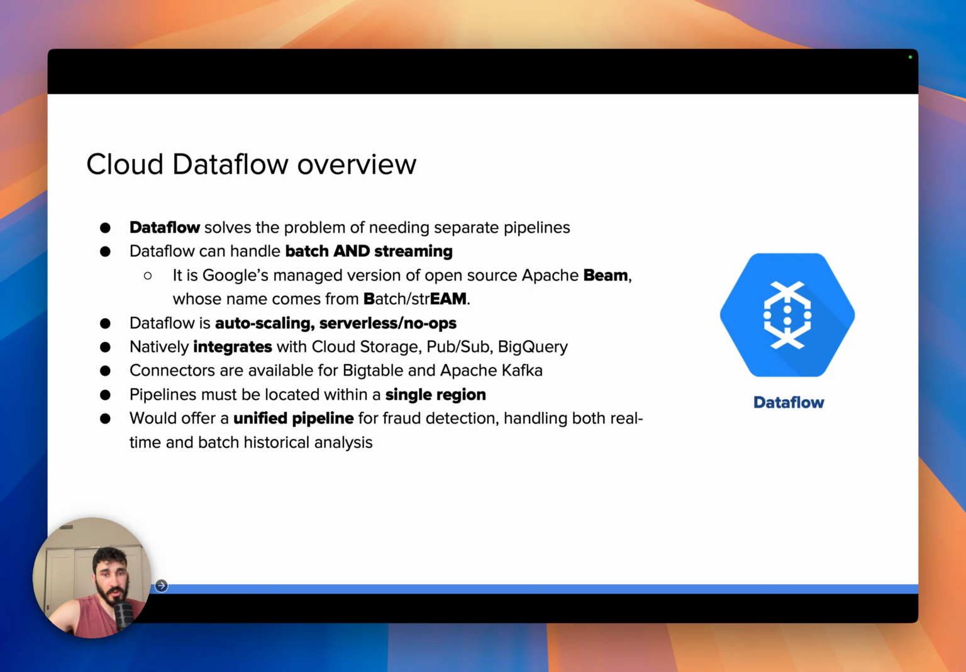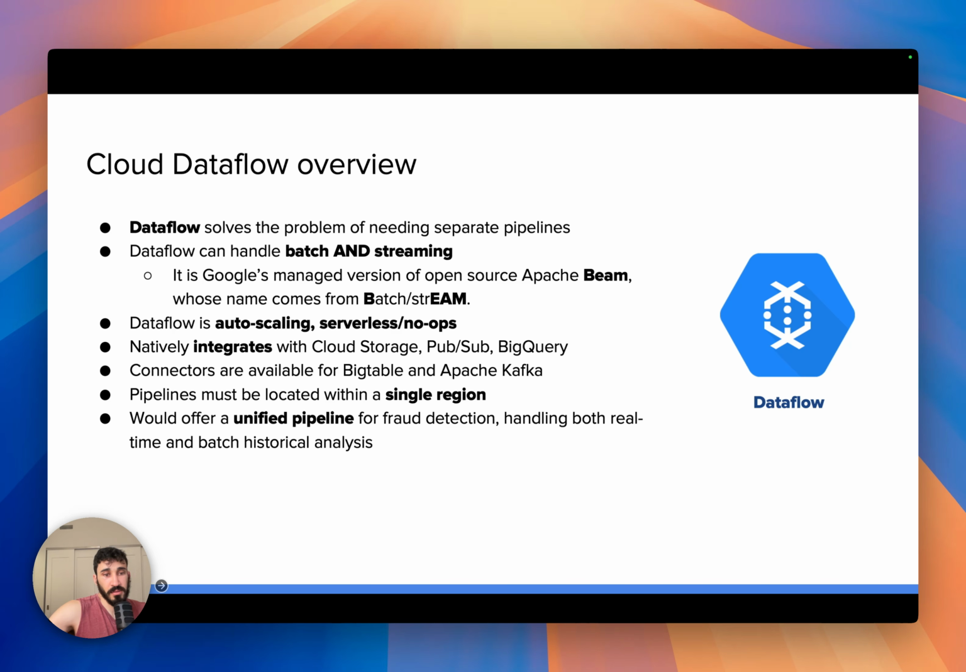So Dataflow can handle both batch and streaming. It's Google's managed version of an open source tool called Apache Beam. The Apache ecosystem was basically built for big data needs. And Beam gets its name from a combination of batch and stream. So Google can handle both batch and streaming data. It's autoscaling, serverless. It integrates natively with cloud storage, pub/sub, BigQuery, and it has connectors for Bigtable and Apache Kafka. Pipelines must be located within a single region, so it's a regional resource.